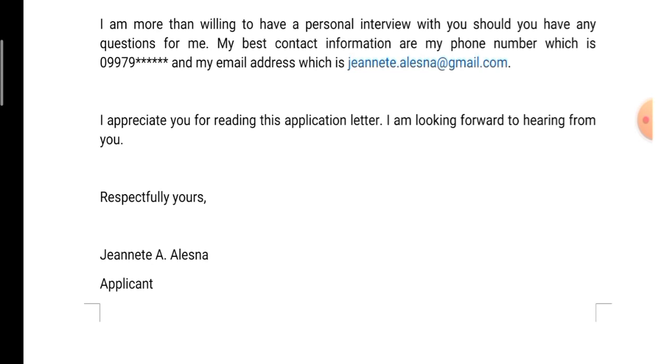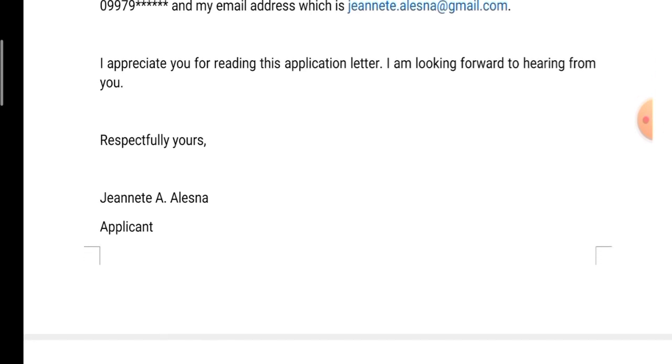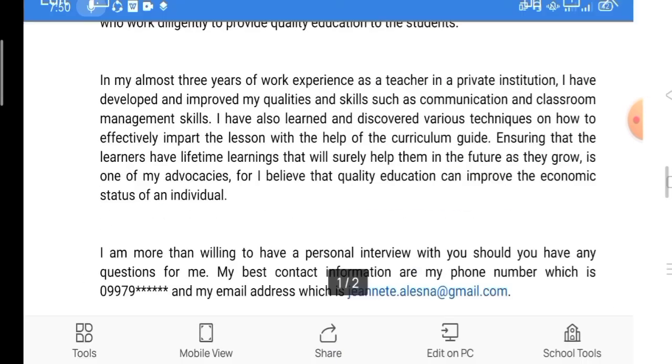And below that, of course, state there that you're thankful that the person who received your letter read your letter. So thank them for taking the time reading your letter. I appreciate you for reading this application letter. I am looking forward to hearing from you. And then below that will be your closing, respectfully yours, and then your name and the word applicant, because you are an applicant.